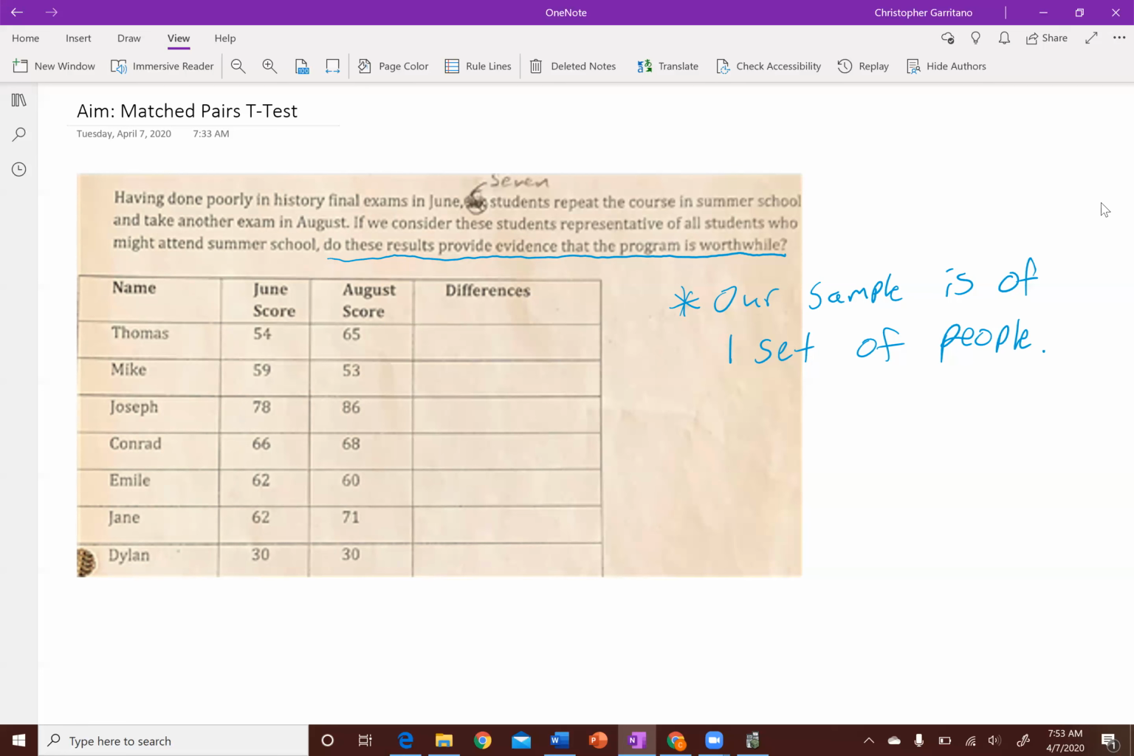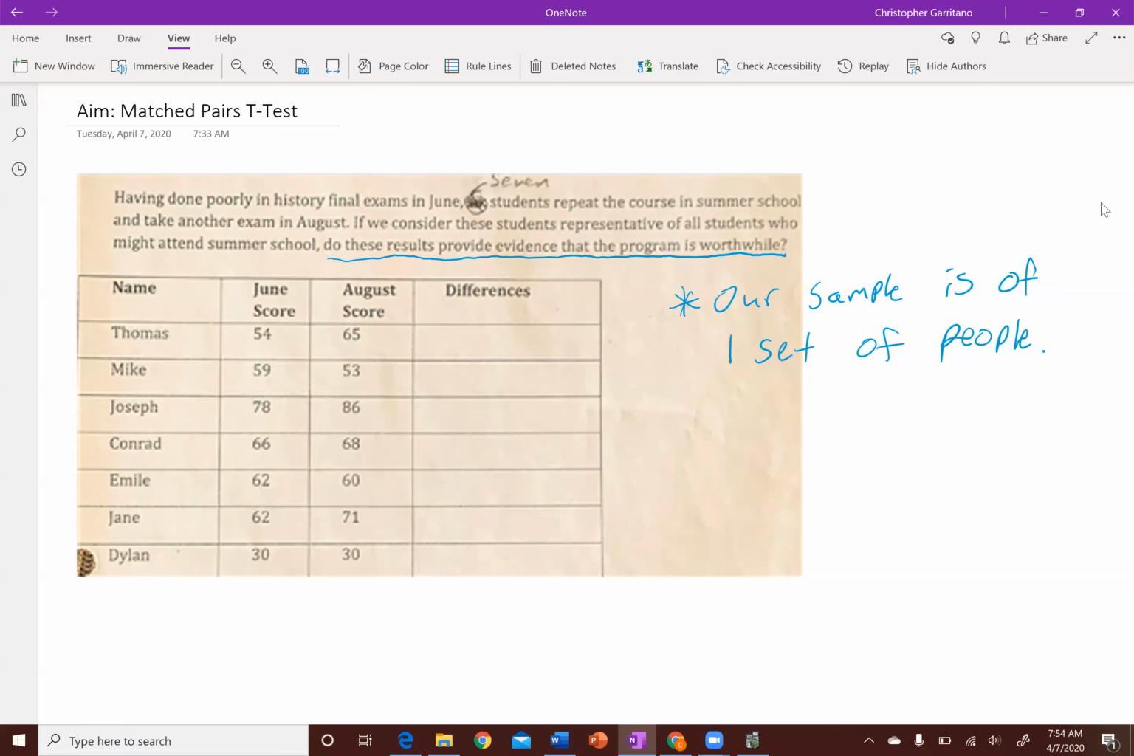I don't necessarily care what their score was in month A or month B. I care about, well, what's the difference in their score? Because their difference is what's going to help me understand if that person improved, or if that person stayed the same, or actually even went down and regressed. All right.